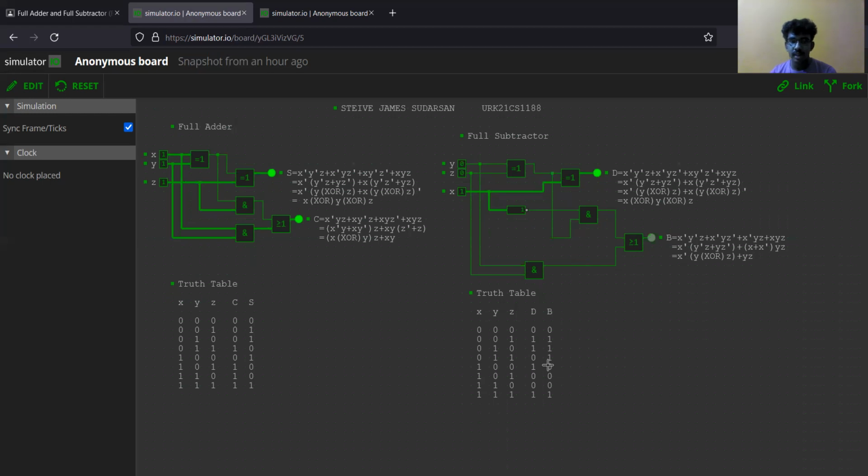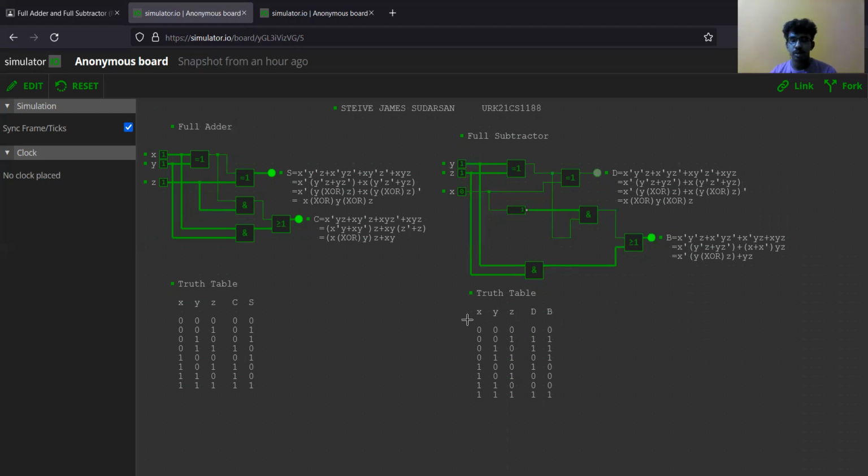Another way we can make only the B bulb glow is 0, 1, 1. I'm taking x as 0, y as 0, and z as 1 to make both bulbs glow, D and B, which represents 1 and 1. Now I'm going to take x as 0, y as 1, and z as 1, where the B bulb alone glows and the D bulb doesn't glow. It represents D as 0 and B as 1.